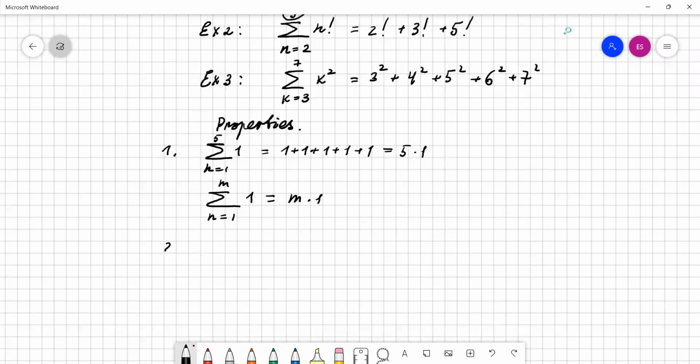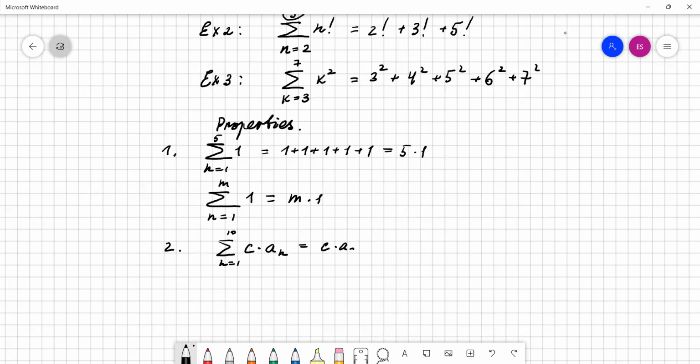Next property. Imagine that you have a sigma of a constant multiplied by term n, and let's say from 1 to, I don't know, 10, for example. What is going to be?